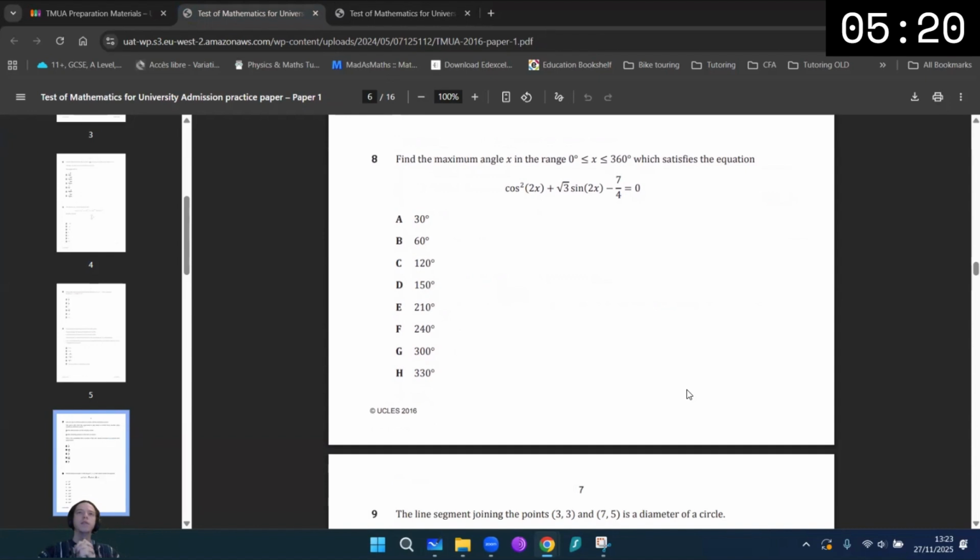Question A. Find a maximum angle x between 0 and 360, which satisfies the equation cos squared of 2x plus root 3 sine of 2x minus 7 over 4 equals 0. Is it 30, 60, 120, 150, 210, 240, 300, or 330? Okay. So try the question yourself, and I will copy it to the board.